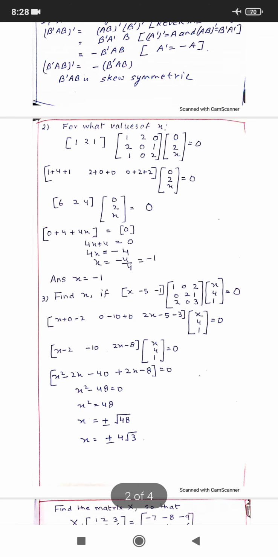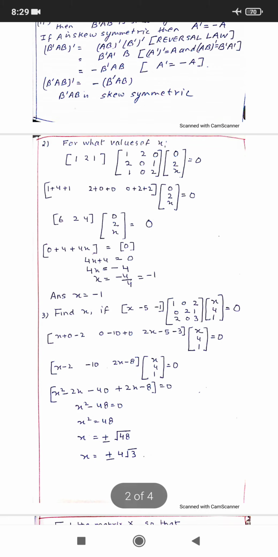Second question. For what value of x is the matrix 1 2 1 multiplied by the matrix 1 2 0, 2 0 1, 1 0 2, and then by the column 0 2 x equal to 0? Find the value of x. How do we do this question? We multiply 1 with 1, 2 with 2, 1 with 1. We get 1, 4, 1, that is 1 plus 4 plus 1. 1 with 2, 2 with 0, 1 with 0, row into column, we get 2 plus 0 plus 0. 1 with 0, 2 with 1, 1 with 2, row into column, we get 0 plus 2 plus 2.